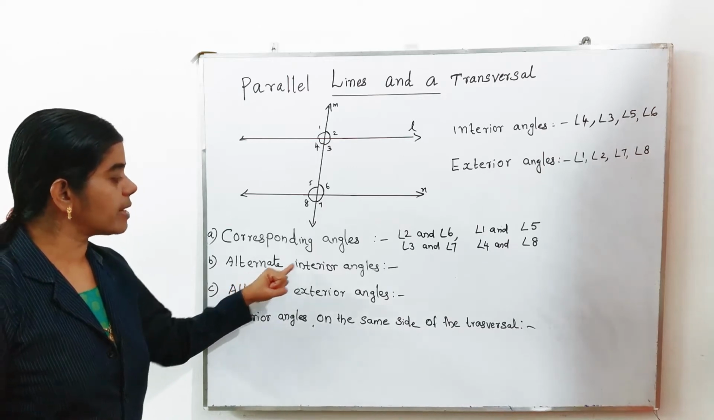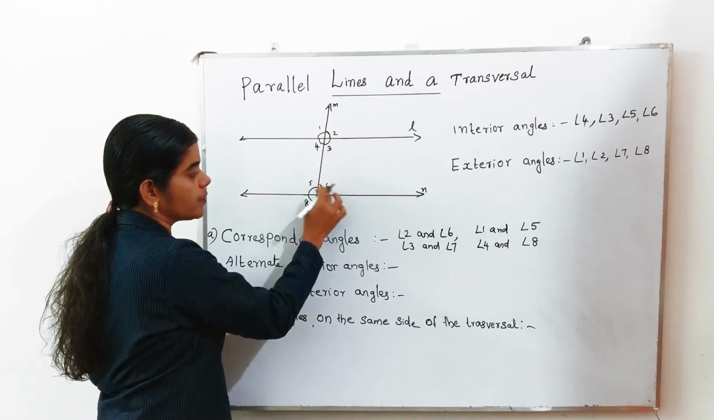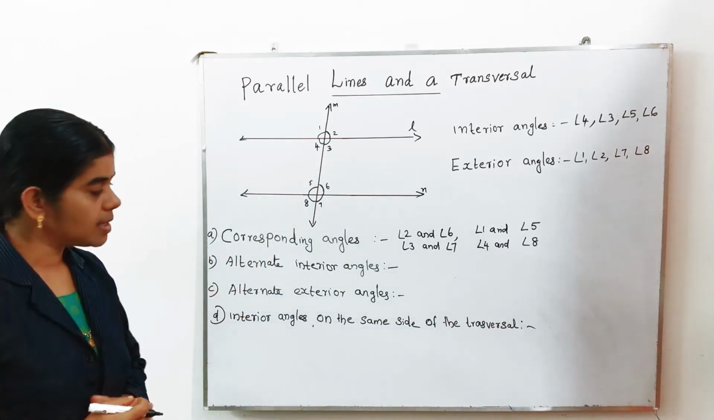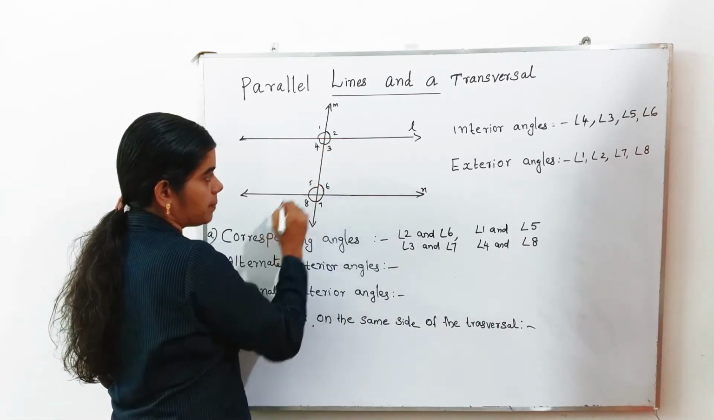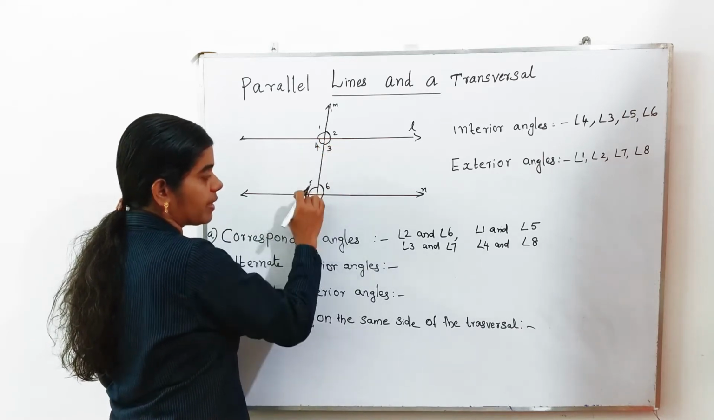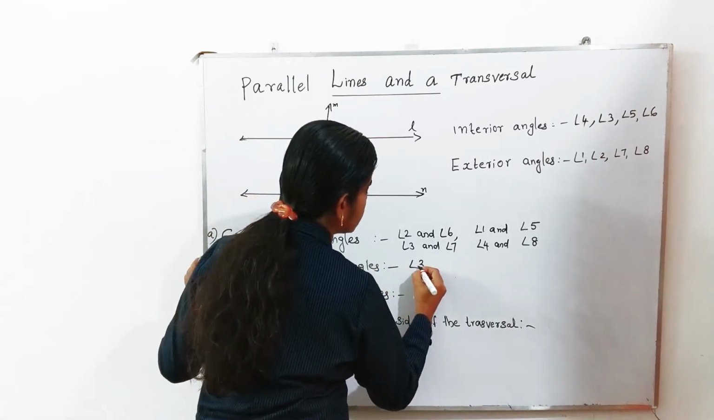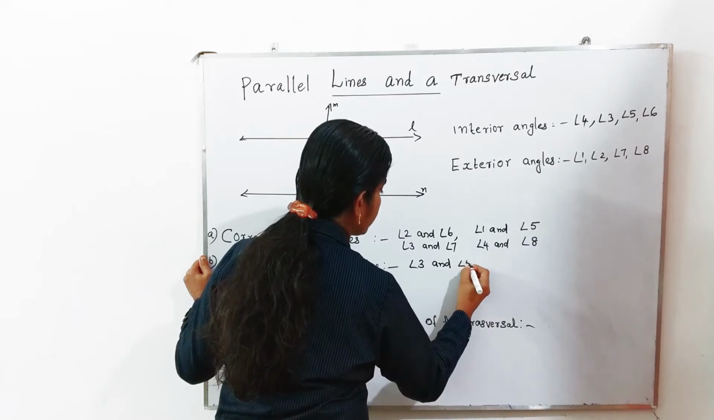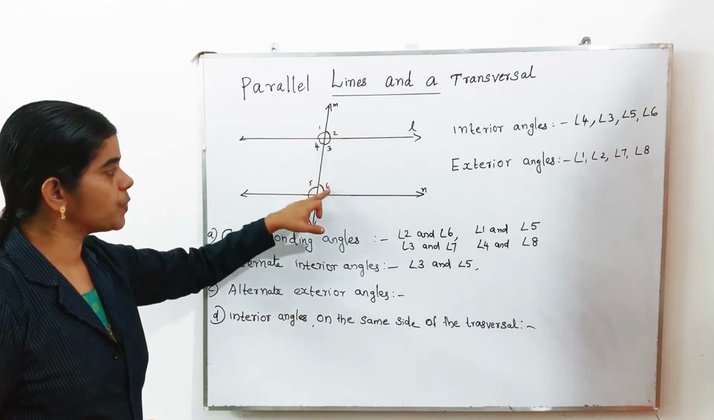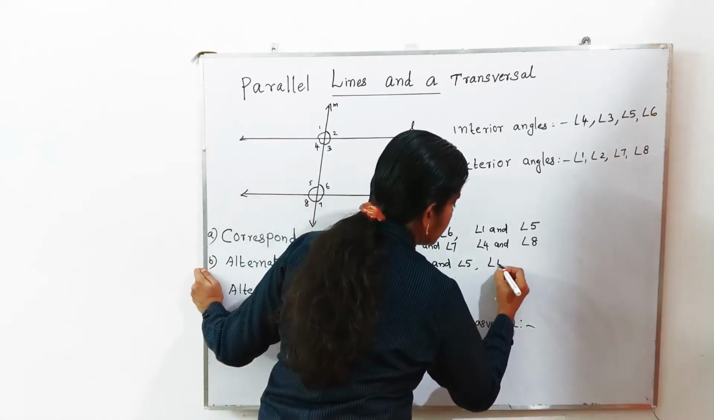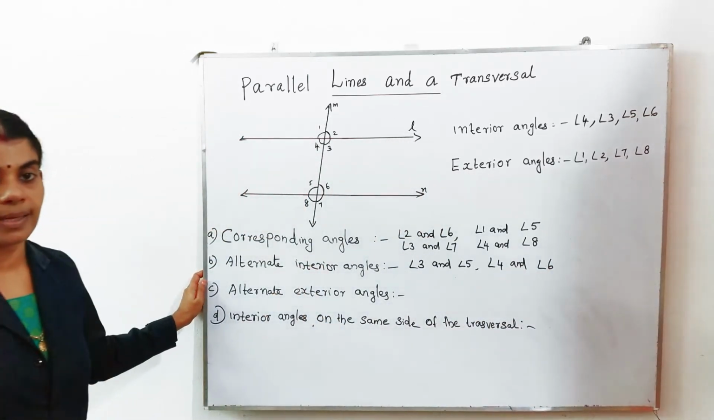Next one is alternate interior angles. Interior angles, you already know, are angles 3, 4, 5 and 6. Alternate interior angles means angle 3 and angle 5. Angle 3 and angle 5 will be one pair of alternate interior angles. Then another will be angle 4 and angle 6. Angle 4 and angle 6 will be another pair of alternate interior angles.